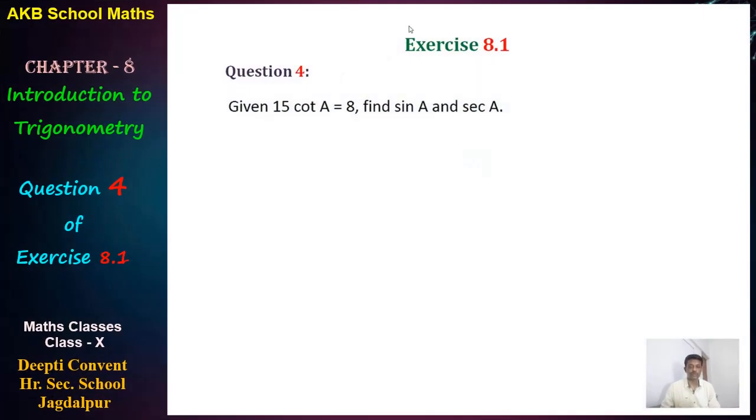Question 4 of exercise 8.1. Here it is given 15 cot A equals 8. Find sin A and sec A. Sin of A and sec of A we have to find. Here this is the given relation. By this relation, we will find the sides of the triangle. So let us solve. Given 15 cot A equals 8, so cot A equals 8 upon 15. This is the value of cot A.